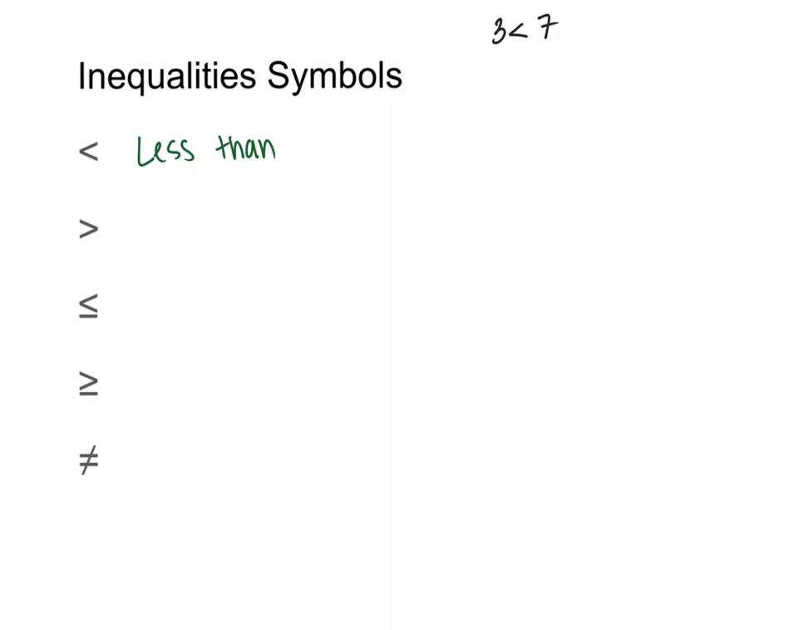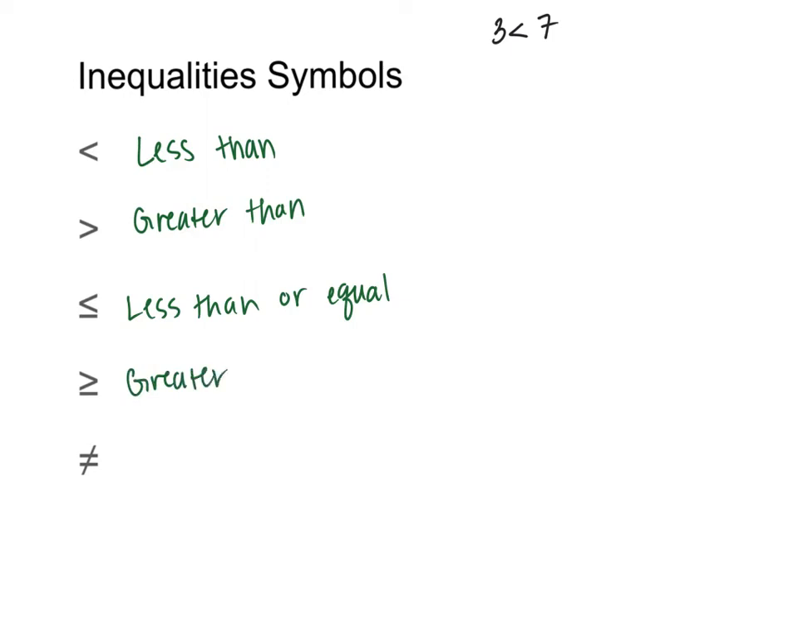And then the second one here is greater than. And anytime you have a line underneath those inequality signs, that means it also equals that value. So this one would be less than or equal, and this would be greater than or equal. So hopefully that jogs your memory, guys.